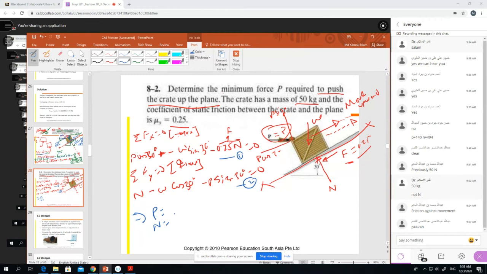474 Newton, right? You are saying 474 Newton. Is it correct? And what is the value for N? Okay, P, they asked for P; they didn't ask for N, so no problem. So someone else please double check. We have calculated 474, so the answer is 474. If someone can confirm, please confirm.